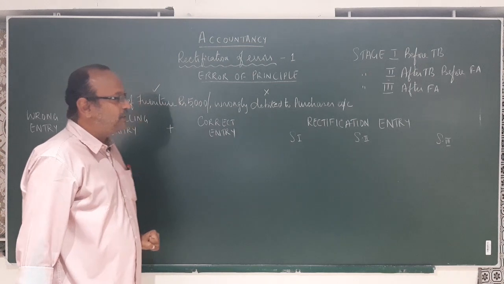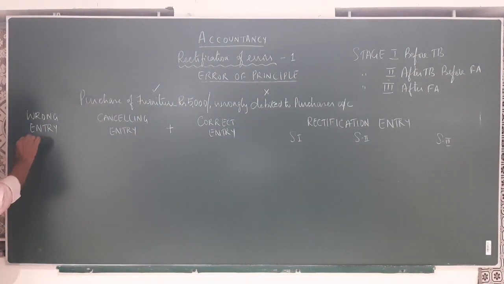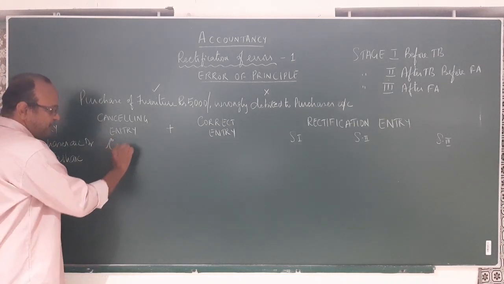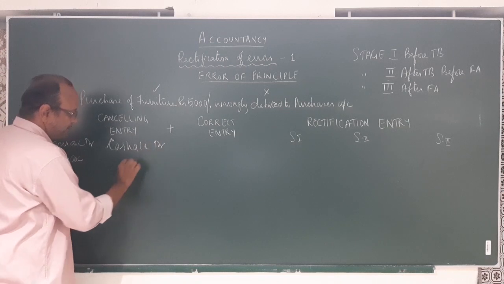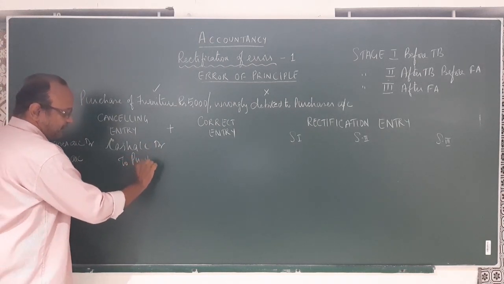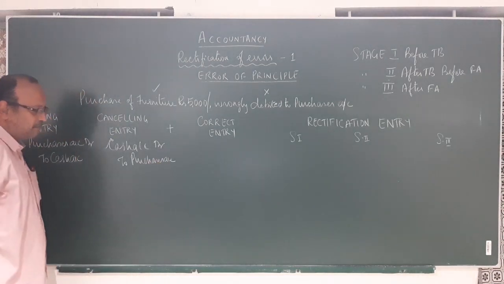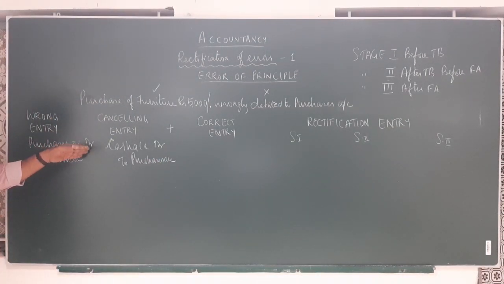Right? Now what is the wrong entry we have already passed? It is purchases account debit to cash account. This is the journal entry we have passed. Now this error, this is a mistake. This has to be cancelled. How do we cancel an entry? We reverse it. It will be cash account debit to purchases account. Right? Now what happens? Purchase account was wrongly debited. We have credited it. Cash account was wrongly credited. We debited it. Now this is cancelled.